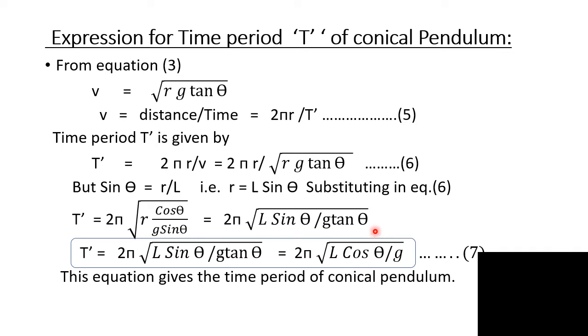When we substitute sin theta upon cos theta for tan theta, sin theta gets cancelled and we get the expression T dash equal to 2 pi square root of L cos theta upon g. This equation gives the time period of the conical pendulum, where L is the length of the string, theta is the angle made by the string with the vertical, and g is acceleration due to gravity. So all are known quantities. So the time period is given by T dash equal to 2 pi square root of L cos theta upon g.